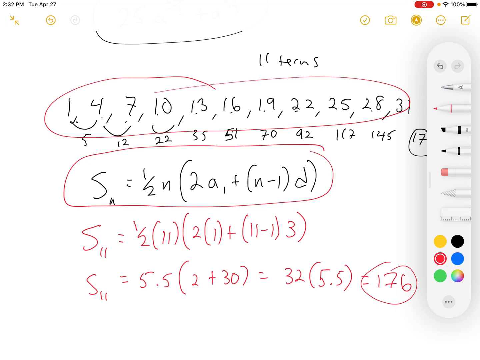Well, you don't want to have to add all these up by hand. So here's the formula we're going to use. That's the sum of any arithmetic sequence. That is the formula. Right there. So you might want to pause this and write that down.